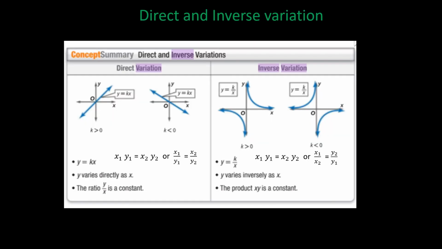As a summary of the lesson, let's make a comparison between direct and inverse variation. Direct variation is in the form y equals kx, where k is a constant of variation, and it is represented with a straight line. If k is greater than 0, this straight line will have a positive slope, like the first shape, and if k is less than 0, it will be like the second shape. Also, we can read it as y varies directly as x, or the ratio y over x will be constant, or x1 over y1 equals x2 over y2.